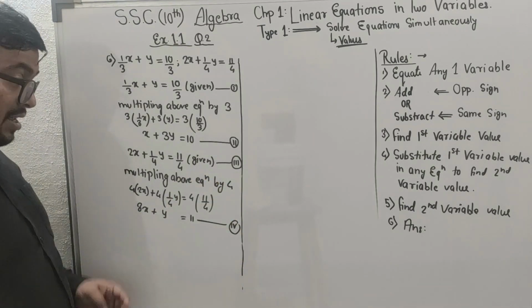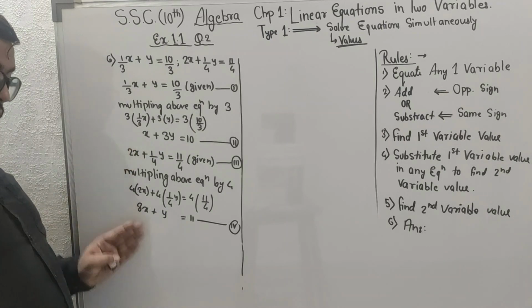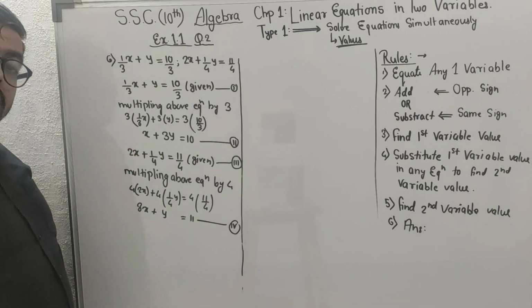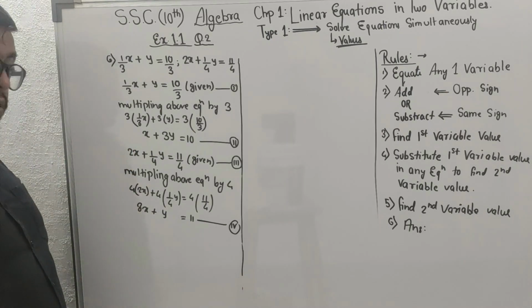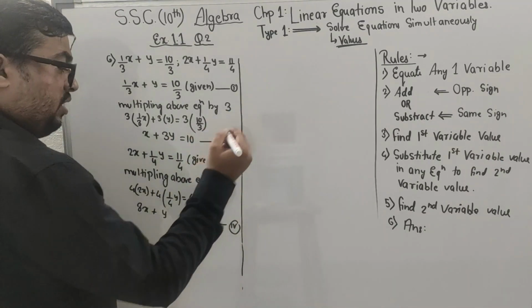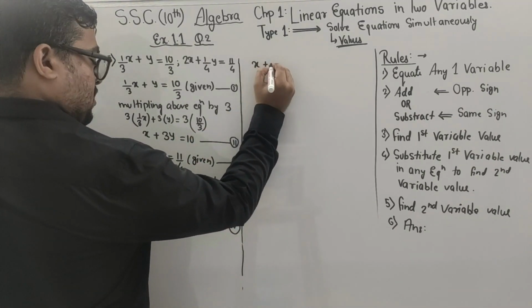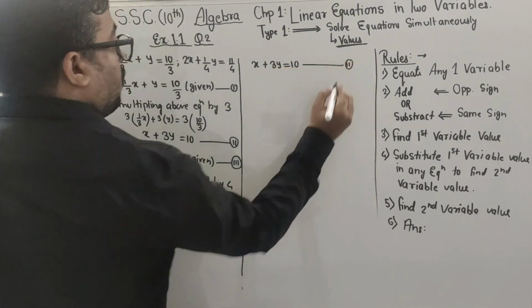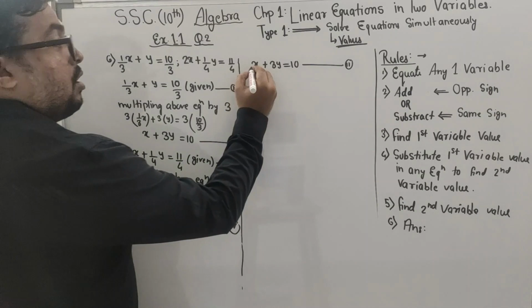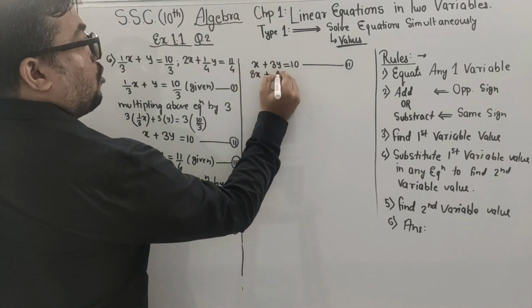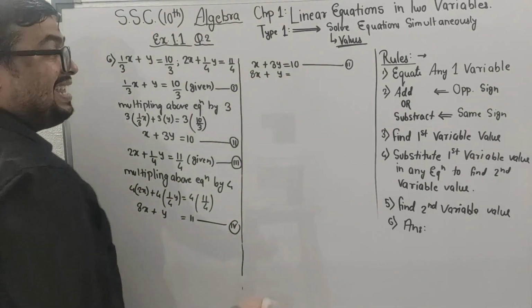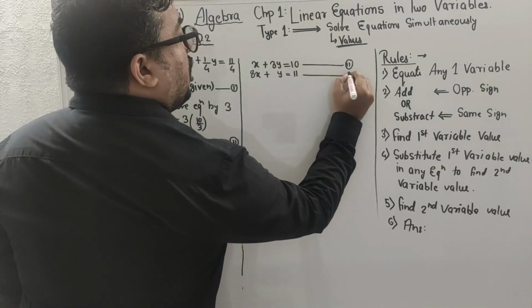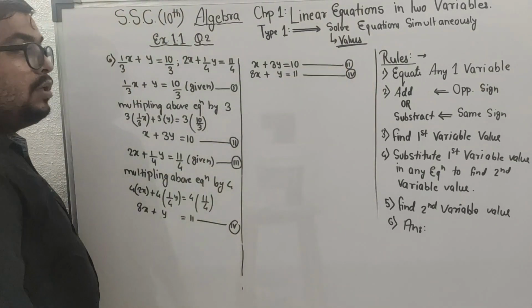Now students, we got two simple equations. Now we will solve these two equations. Equation number 2 is x plus 3y is equal to 10. This is equation number 2. 8x plus y is equal to 11. This is your equation number 4.